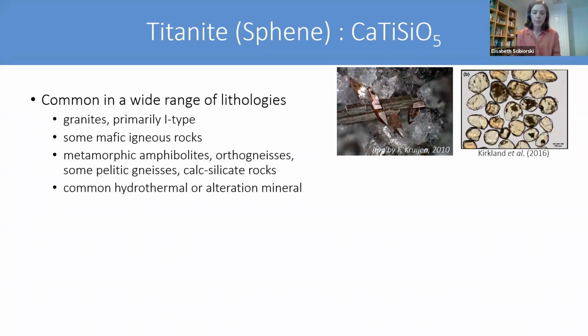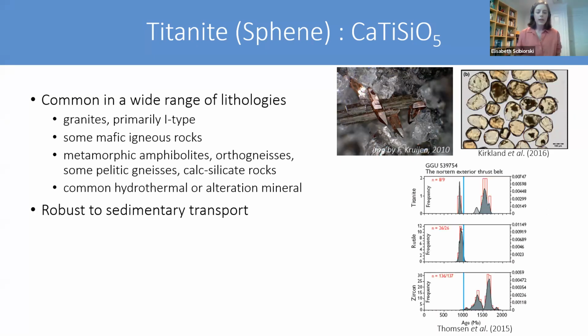Metamorphic titanite, so titanite in metamorphic rocks, tends to be stable at moderate pressure and temperature conditions, ranging from upper greenschist to the lower granulite facies. So it'll appear in rocks like amphibolites, orthogneisses, some pelite compositions, and calc-silicate rocks. And titanite is also a common hydrothermal or alteration mineral, where it's sometimes associated with skarn deposits.